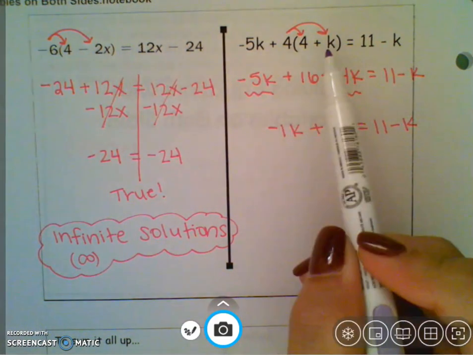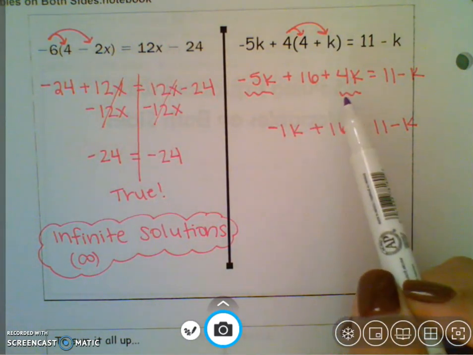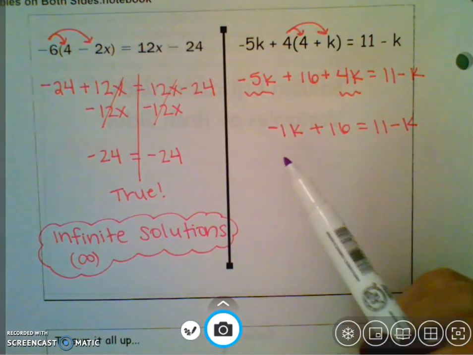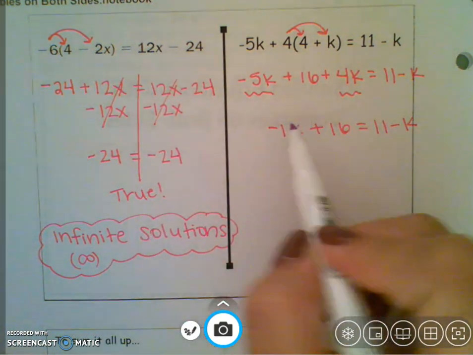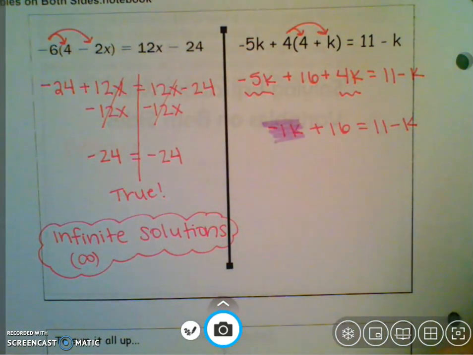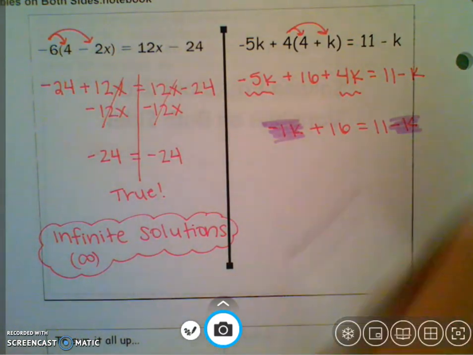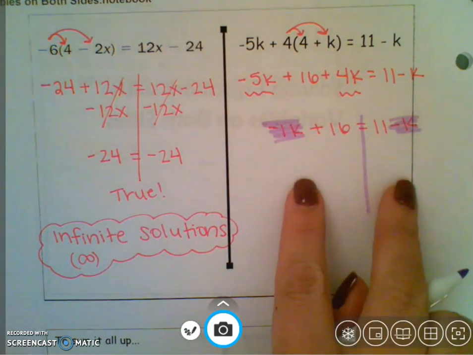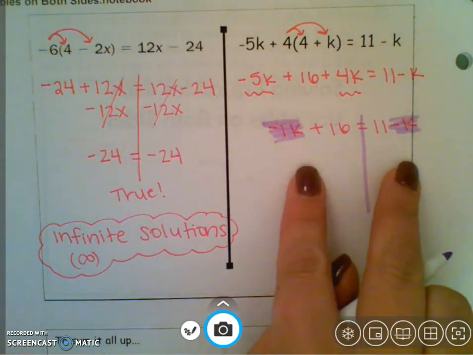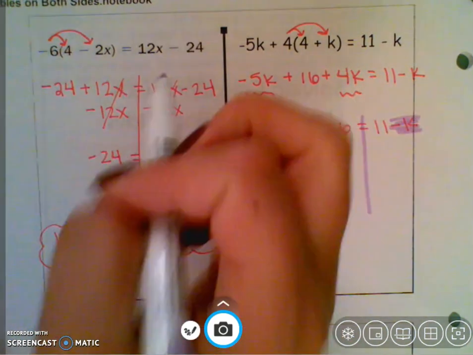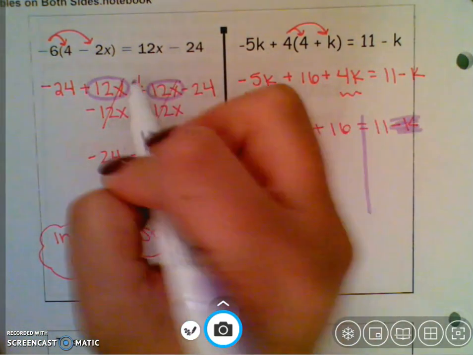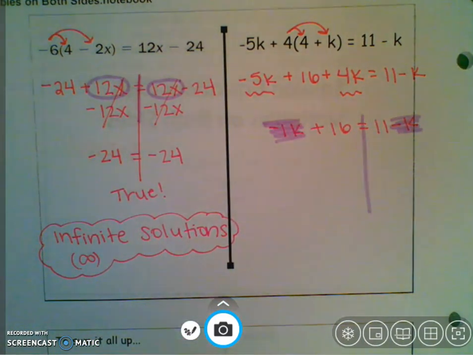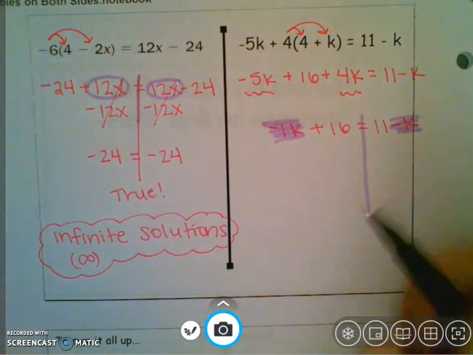Okay, so here you should have distributed and gotten 16 plus 4k. Then I combined like terms, and I got -1k. Notice how I have a -1k on the left and a -k on the right. So there's the left and the right of the equal sign. Because they're the same exact thing on opposite sides, those automatically cancel. Just like right here, I had a 12x and a 12x on the other side. So because they're going to cancel, I'm not even going to do the math on that.